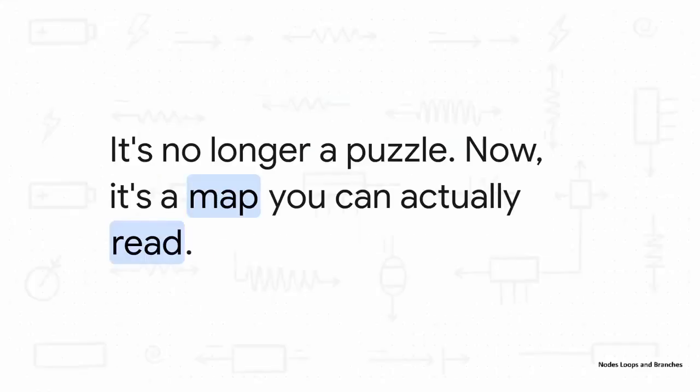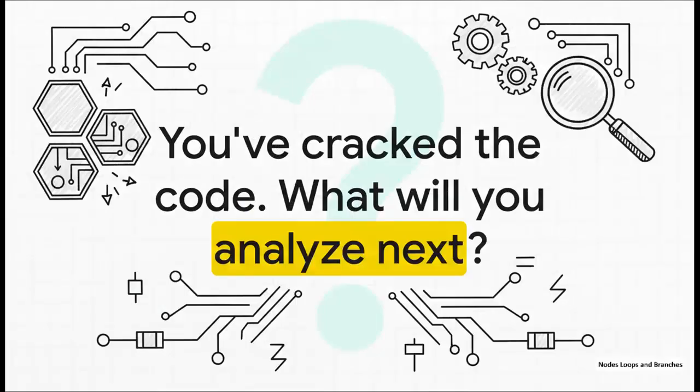So let's look at that diagram one last time. It's not a scary, confusing puzzle anymore, is it? Now you can actually see it. You can see the individual streets, the branches. You can see the intersections, the nodes. And you can see all the possible round trips, the loops. It's a map, and now you know how to read it. You've just learned the fundamental language of circuits. You've cracked the code. So the only real question now is, what are you going to analyze next?